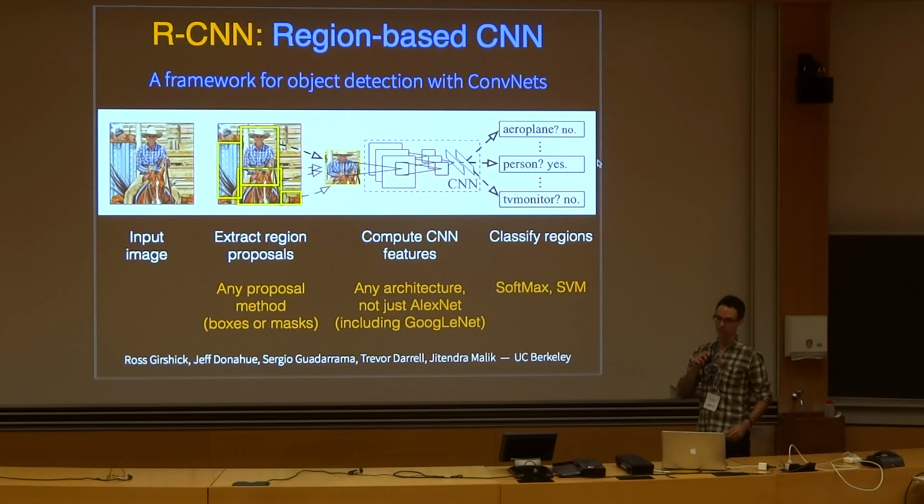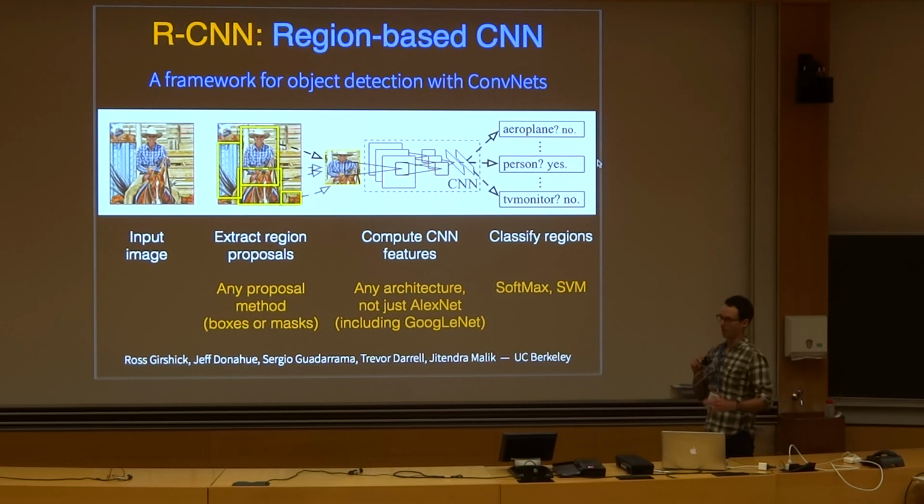So this spotlight is for region-based convolutional neural networks, which I don't really need to go through because it's already been gone through a couple of times. This is joint work with co-authors at UC Berkeley: Jeff Donahue, Sergio Guadarrama, Trevor Darrell, and Jitendra Malik.